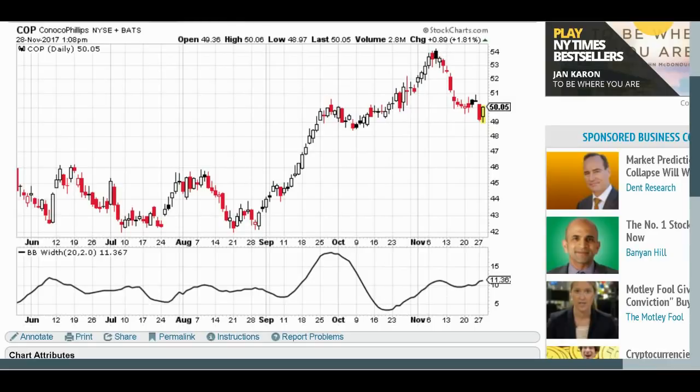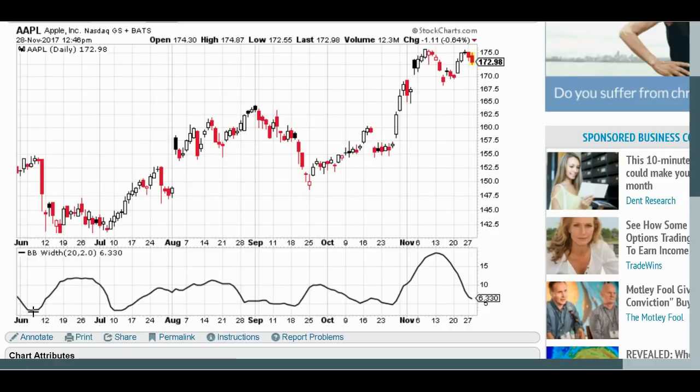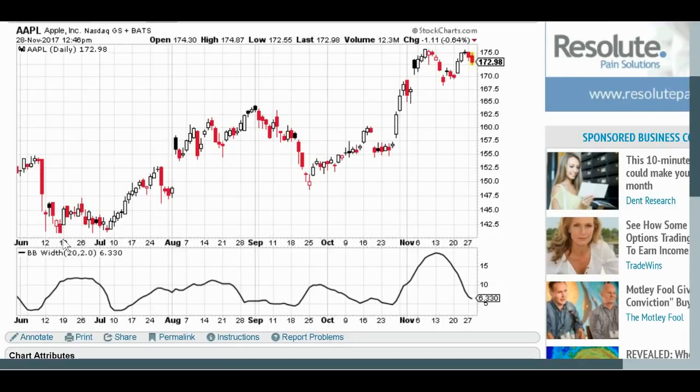All right, let's look at some other examples. Here's Apple, the daily chart. If this is 5, you can see it was around 5 a few times, but it went below 5 here, like really low. And then if you had bought a straddle or strangle here, you would have done probably pretty well because boom, big move to the downside.